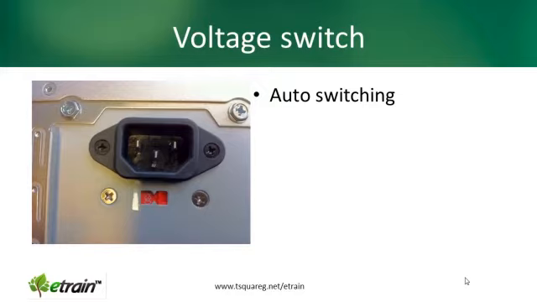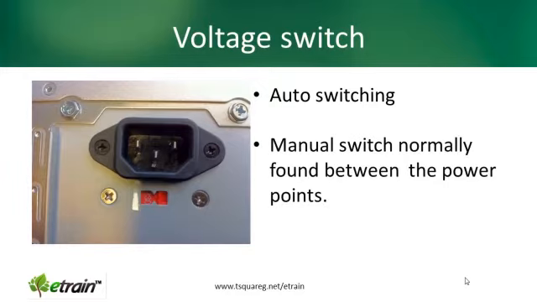It's pretty neat. The alternative is a manual switch found on the back of the power supply unit that you normally have to switch with a screwdriver depending on where you are. So if you're in a country that uses 230 volts, you need to set that switch to 230. If you're in a country that uses 110 or 115, you've got to make sure you switch that thing back, or you may damage your machine.